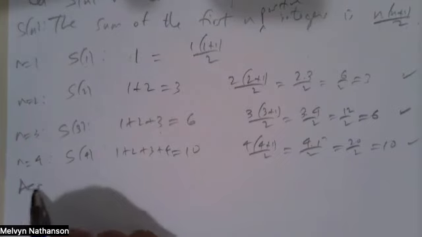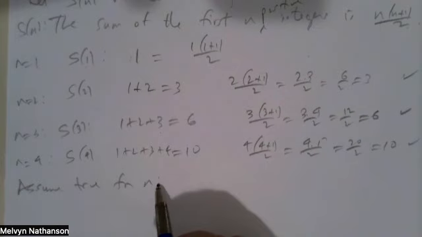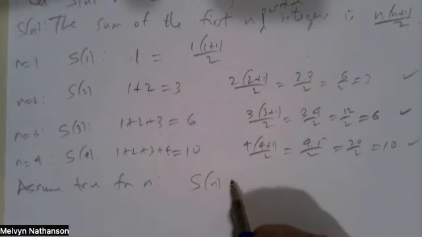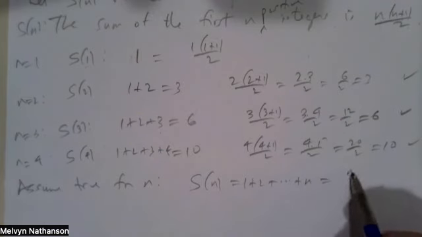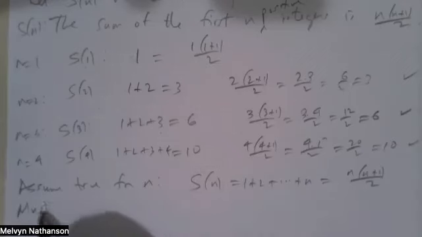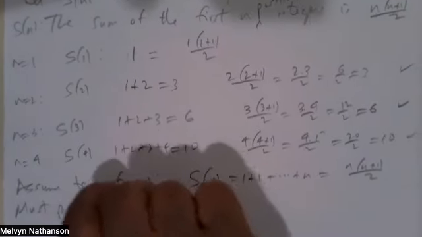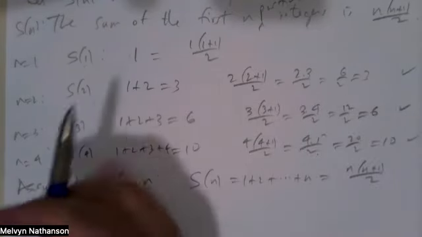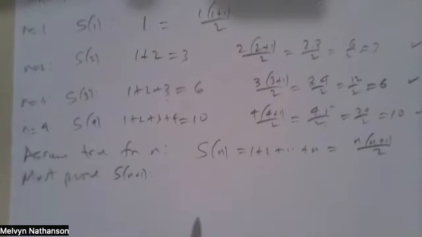So assume true for n. That is, assume that S of n, which is 1 plus 2 and so on, the sum of the first n integers, is n times n plus 1 over 2. We must prove the statement is true. We must prove S of n plus 1. Let's try and prove it.